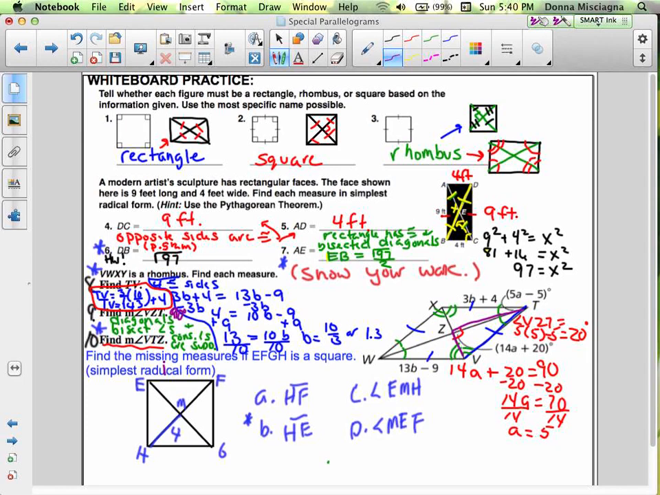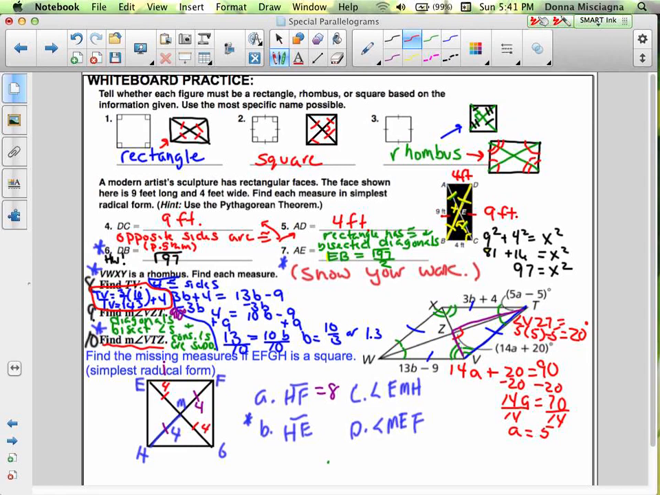All right, I think some of these are going to be pretty easy. So we're given HM is 4. Diagonals are bisected in a parallelogram, and a square is a type of parallelogram. That means MF is 4, and that means HF is 8. Now HE, we're looking for our missing side here. We don't have too much information except this is a square. So not only are the diagonals bisected, because it's a rectangle, this is also 4 and 4.